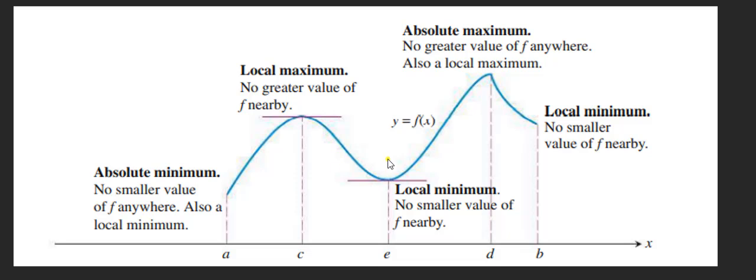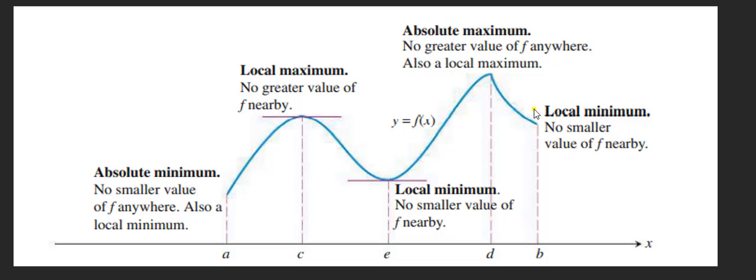And what about over here? Around this neighborhood, that gives you the lowest y value, but that's not the absolute minimum value, because the absolute minimum value occurs over here. So we call that point right there, the y value when x equals e, a local minimum value. What about over here? Well, we know that that has the highest y value on the interval from a to b. So that is the absolute maximum. Also, around that neighborhood, that has the highest y value, so it could also be a local maximum.